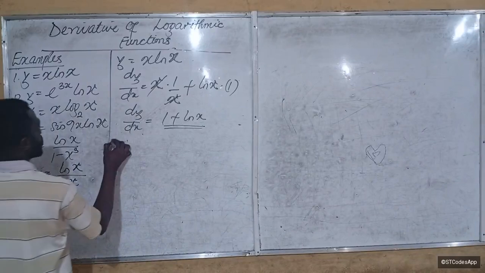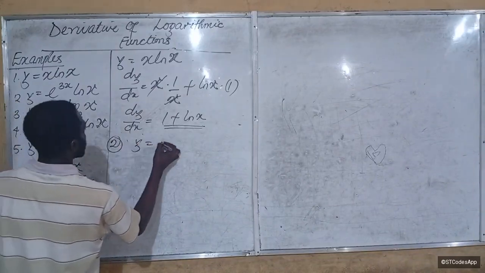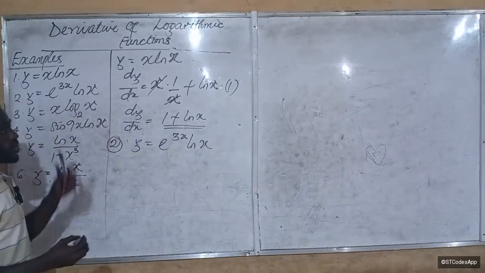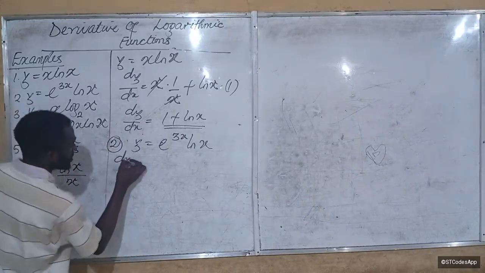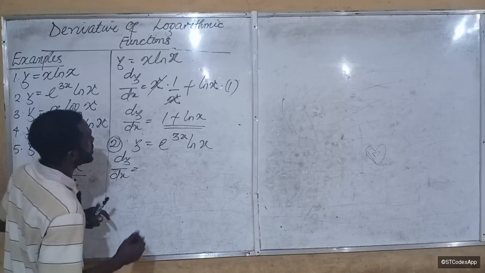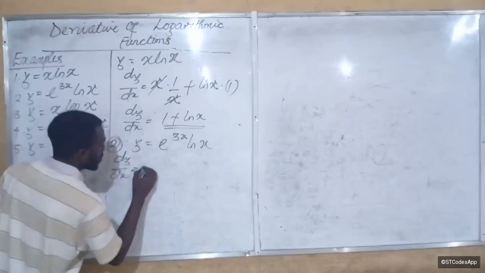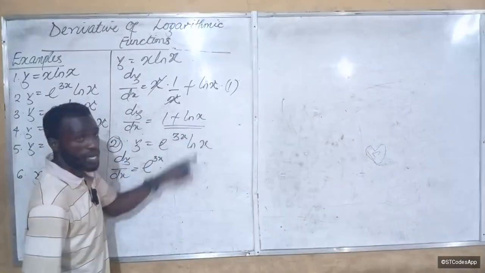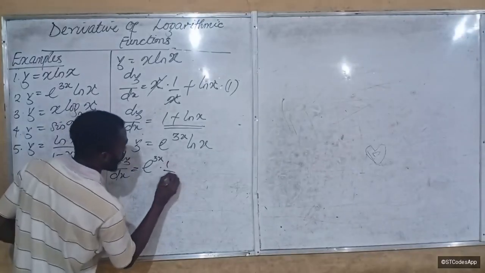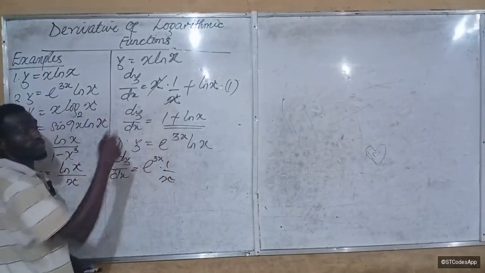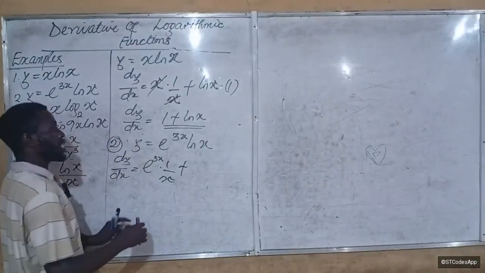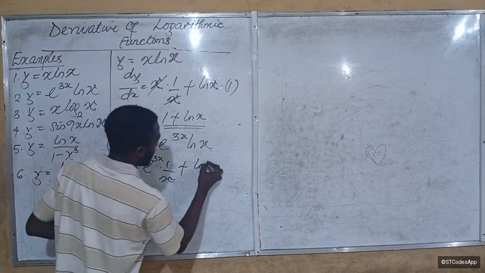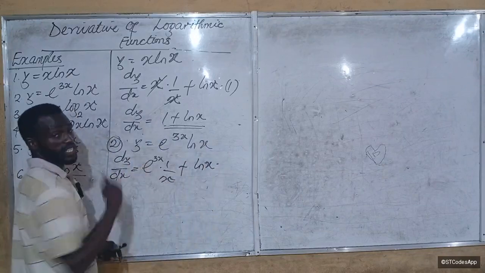Number 2 says y is equal to e to the 3x times ln x. We're going to use the product rule again. So dy dx will be equal to, this time again, we hold the first one, e to the 3x, times the derivative of the second term, 1 over x. The derivative of ln x is 1 over x, right? Plus, now hold ln x and differentiate this other one.